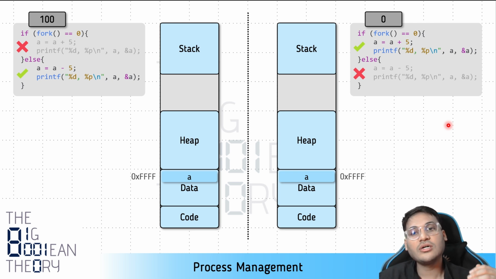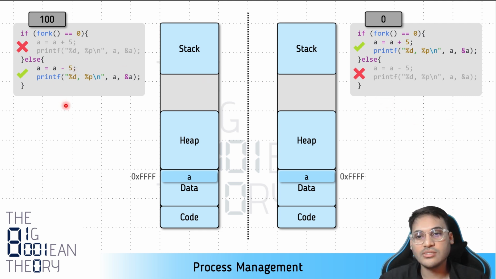So this is how the different return values that fork returns are useful, right? It helps us to identify in which process we currently are, whether in the parent or the child, and depending on that we can perform different tasks, right? So now let's execute these statements.